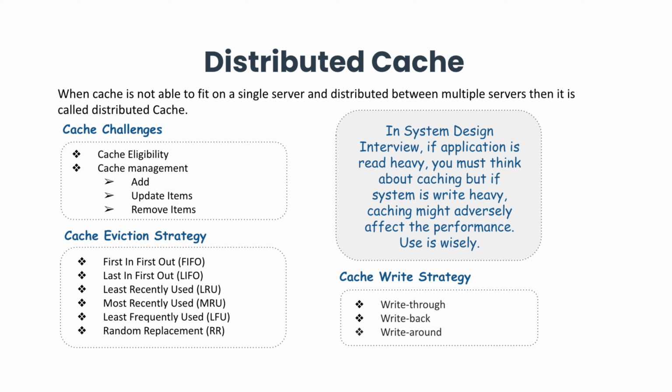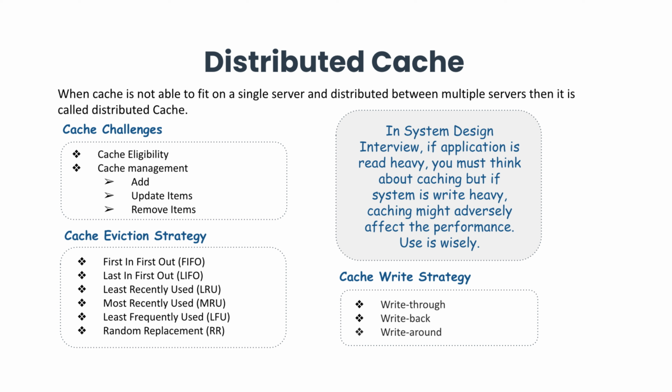Let's talk about the challenges in adding or removing items in cache. Since cache is limited memory and we are only keeping the top 20%, in case the cache is full and we need to add a new item, we don't have space, so something needs to get removed. So there are some data eviction policies that can be used: first in first out, last in first out, least recently used, most recently used, least frequently used, or random replacement. These eviction policies can be used as per use case. Least recently used is quite famous in case we are keeping hot items in cache.